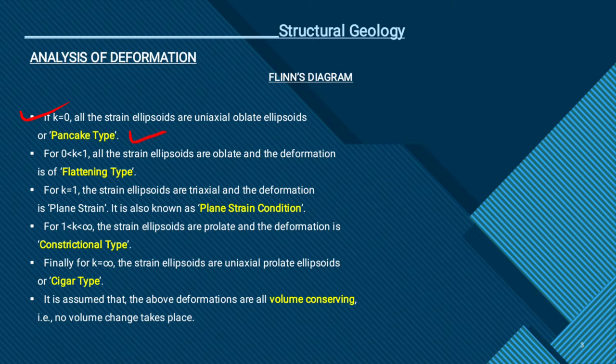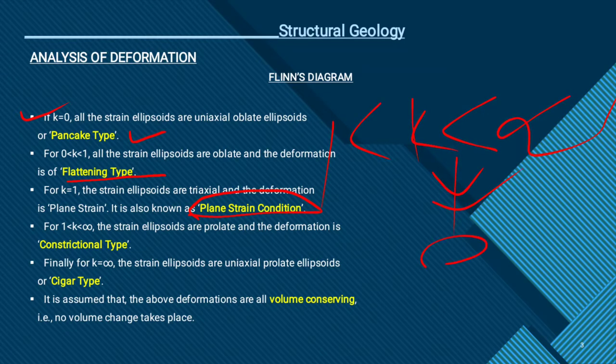If K equal to 0, it's pancake flattening. If K is less than 1 but greater than 0, it's flattening type, less than pancake but flattened. If K equal to 1, it's a plane strain condition. If K is less than infinity but greater than 1, then we can get constrictional. And if K is equal to infinity, then we will get the cigar.